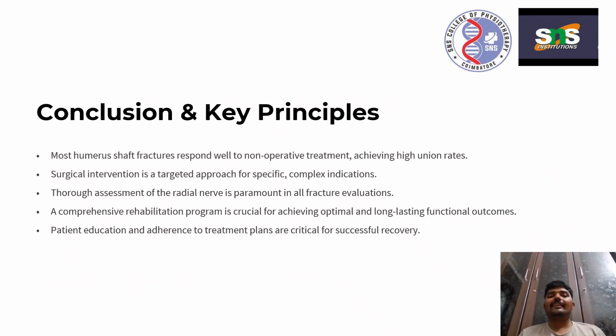Then conclusion and key principles. Most humerus shaft fractures respond well to non-operative treatment, achieving high union rates. Surgical intervention is a targeted approach for specific complex indications. Thorough assessment of the radial nerve is paramount in fracture evaluation. A comprehensive rehabilitation program is crucial for achieving optimal and long-lasting functional outcome. Patient education and adherence to the treatment plan is critical for successful recovery.